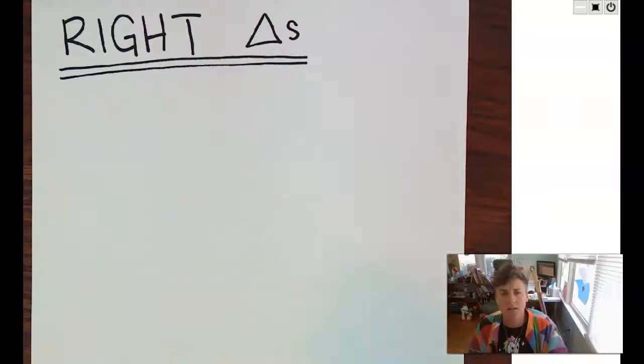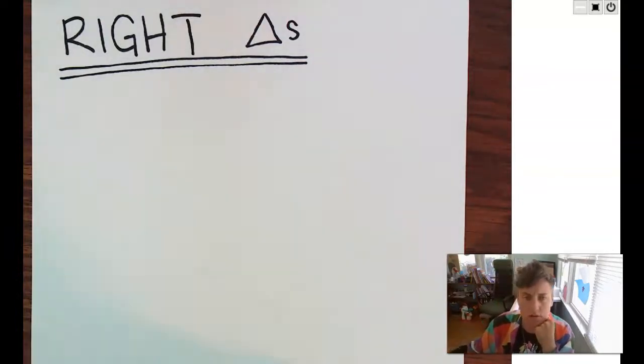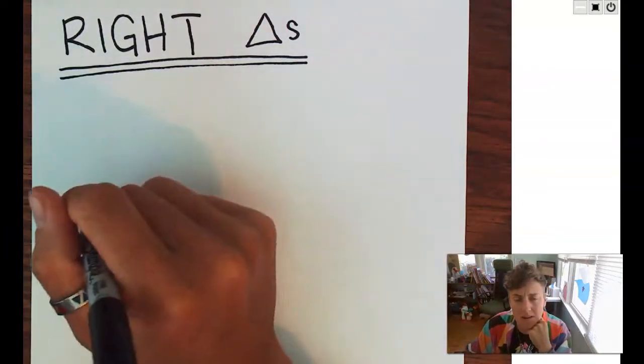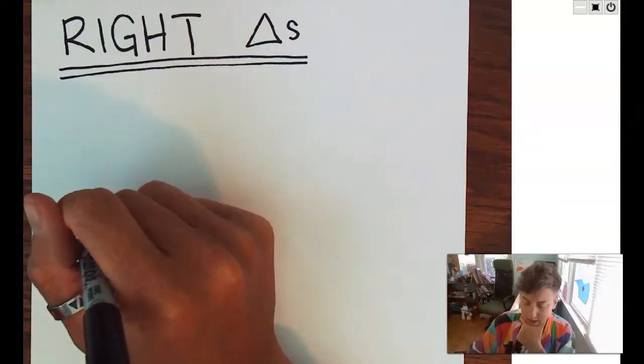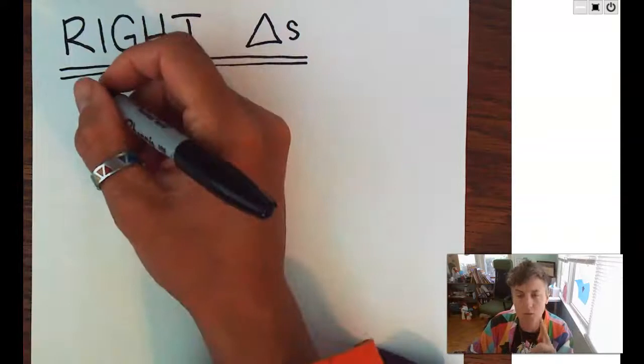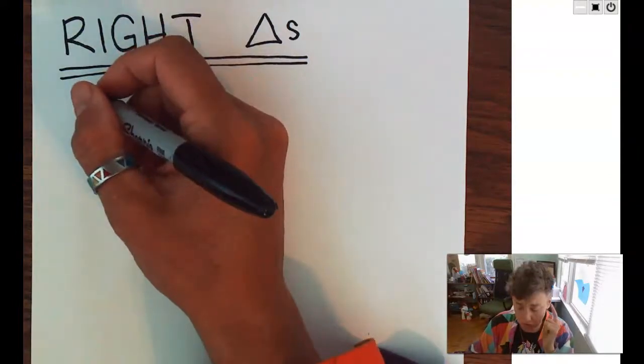What's up, scholars? Today we're going to talk about right triangles. The first thing we're going to talk about are side lengths that make right triangles. And to do that, we're calling on our old friend Pythagoras.